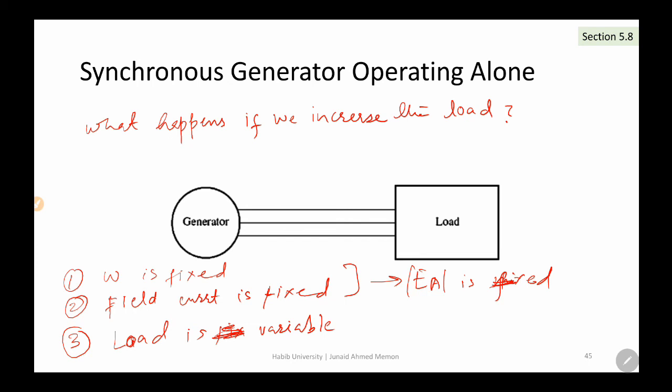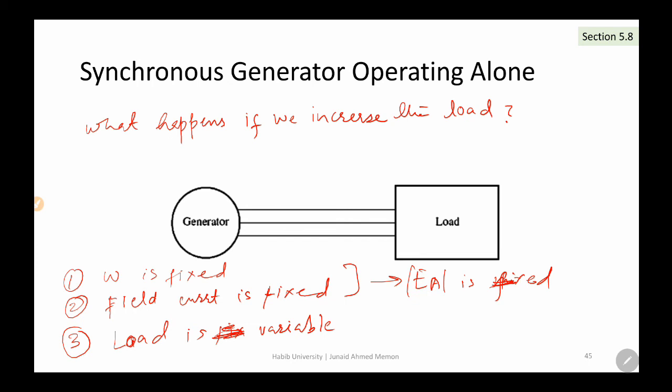For the last case, our conclusion was that for resistive and inductive load, the terminal voltage decreases as you increase the phase angle on the inductive side, and the terminal voltage increases if you increase the phase angle towards the leading side. Okay, so that was it.